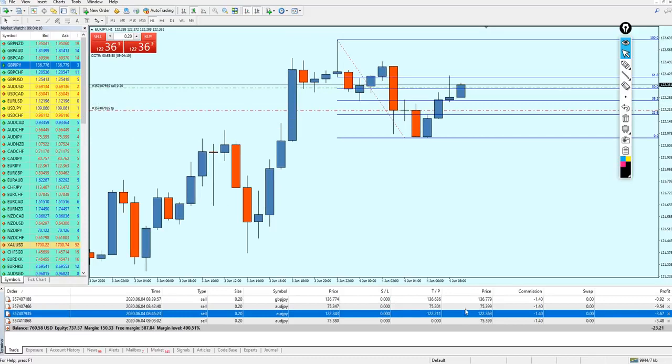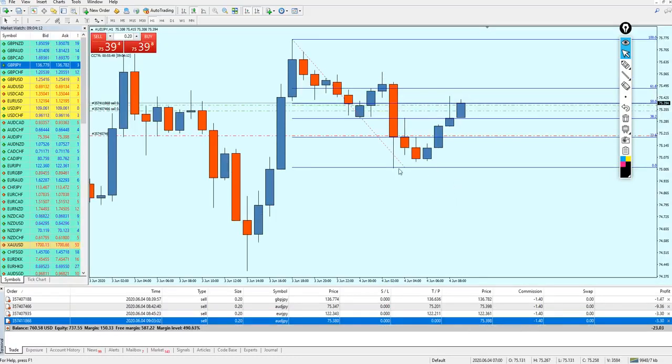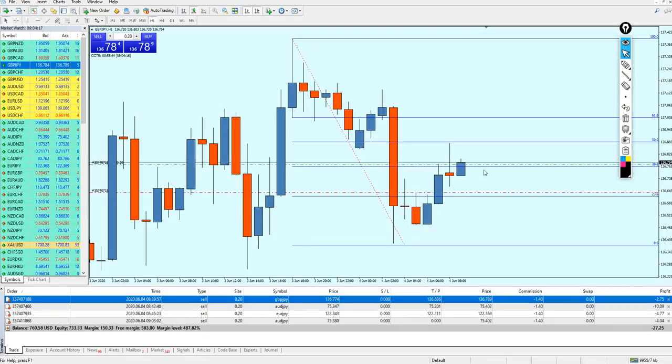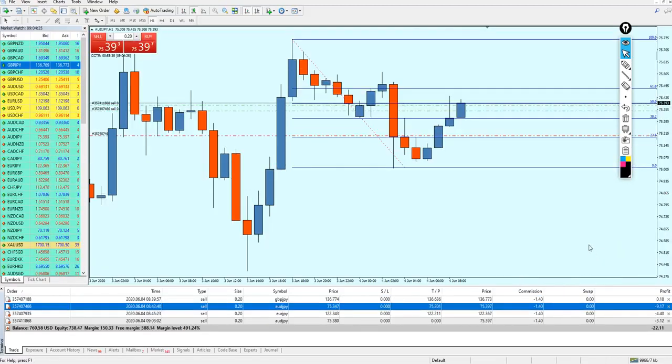So it's really up to you if you want to open multiple trades on the same currency or the same pair. Personally, I actually do it, and so far it's working well with me. So anyway, let's wait and see what is going to happen. So far we can see that the trades are mostly going in loss, and that is totally normal.